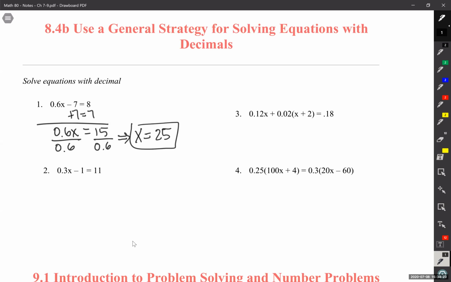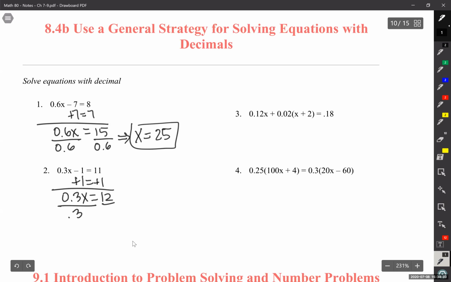Try that again. Add 1. 3x equals 12. Divide by 0.3. Now you could try this in your head because you know 3 goes into 12 4 times, but it gets a little tricky with that decimal placement. So I like to double check on my calculator, and I end up with x equals 40 as the final answer.